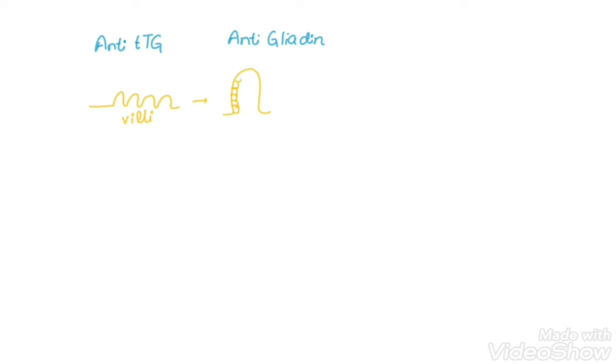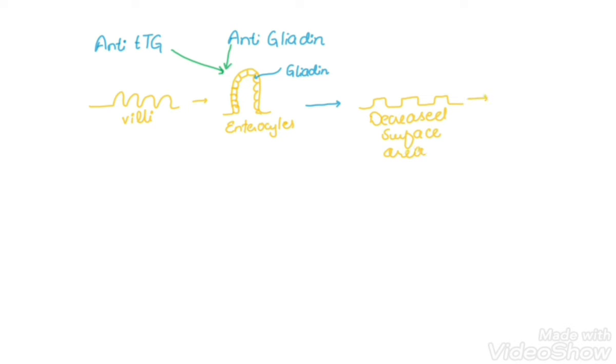In celiac disease, when the person takes in gluten-containing food and it is broken to gliadin and the gliadin gets into the enterocytes, the anti-transglutaminase and anti-gliadin antibodies attack these enterocytes, and so it causes destruction of the villi, and villi become blunt, causing an extreme reduction in the surface area for absorption, and so malabsorption occurs.